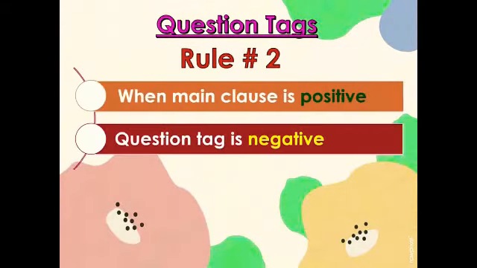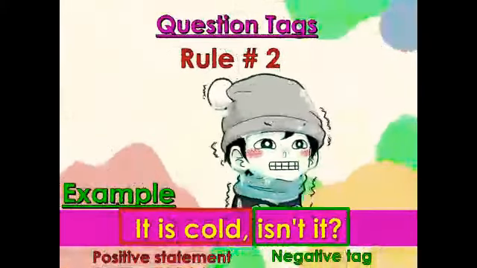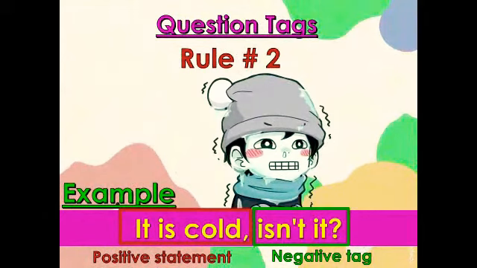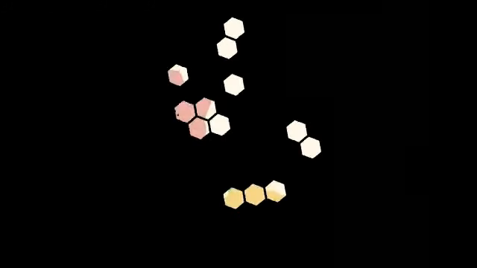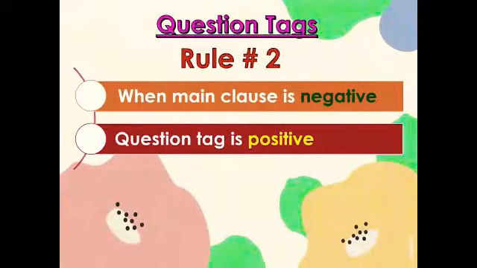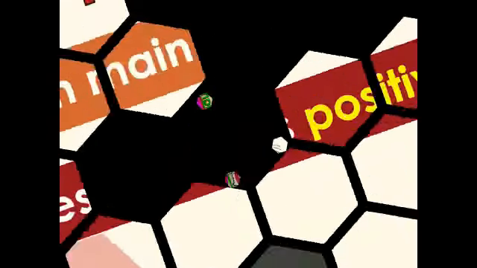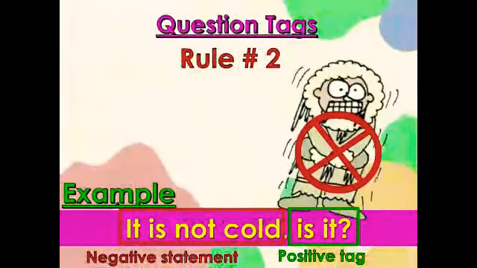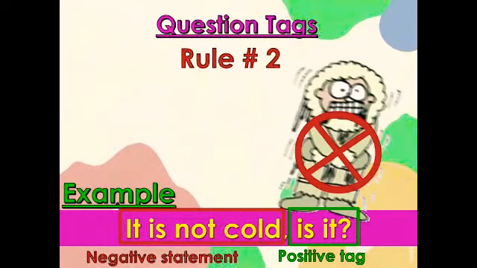Now come to rule number 2. Rule number 2 is, when the main clause is positive, the question tag is negative. For example, it is cold, isn't it? You see, the main clause is positive and the question tag is negative. But when the main clause is negative, the question tag is positive. For example, it is not cold, is it? You see, the main clause is negative and the question tag is positive.